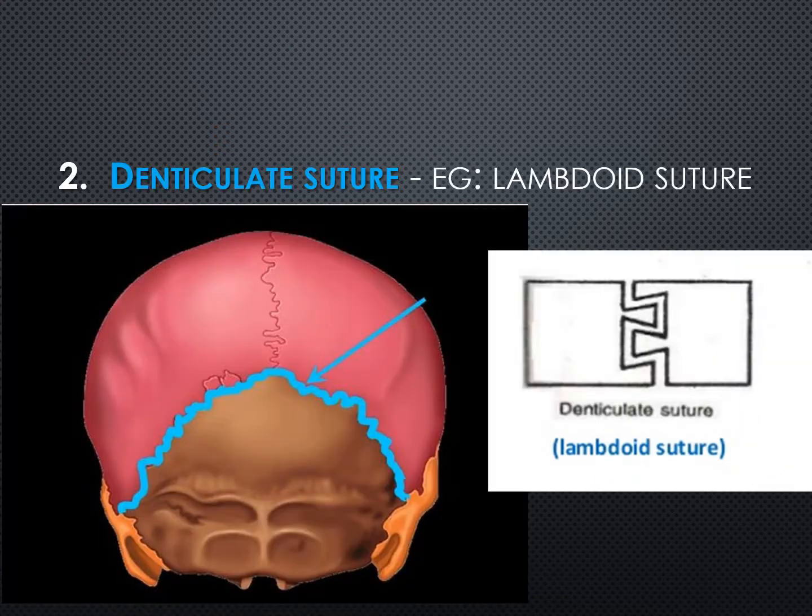Then we have denticulate suture. Here the two bone margins are tooth-like. That is why they are called denticulate suture. Here you can see the base is narrow and the tip is wider like a tooth. An example for denticulate suture is the lambdoid suture, that is seen between the two parietal and the occipital bone. This is the lambdoid suture and that is an example for denticulate suture.